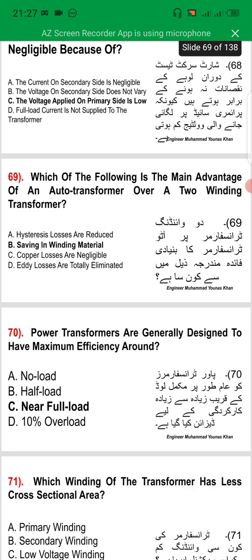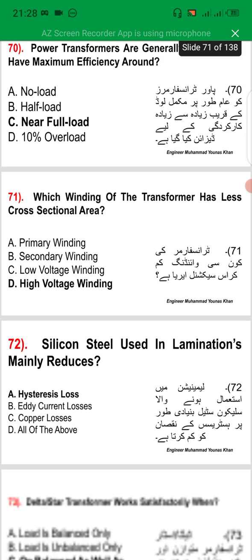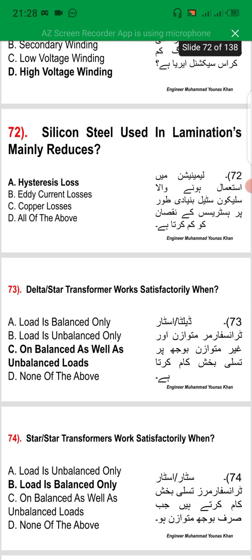Which of the following is the main advantage of an auto transformer over a two-winding transformer? Saving in winding material. Power transformers are generally designed to have maximum efficiency near full load. Which of the following transformer windings has less cross-sectional area? High voltage winding. Silicon steel used in laminations mainly reduces hysteresis loss.